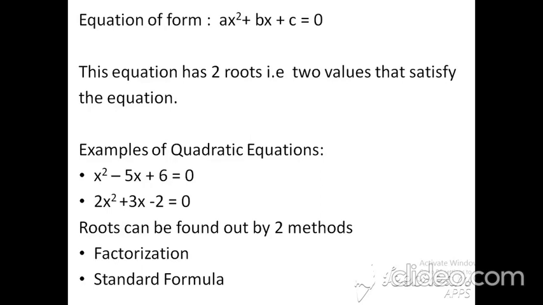Let us see some examples of quadratic equations. First one, x square minus 5x plus 6 is equal to 0, and 2x square plus 3x minus 2 is equal to 0. Both the equations are of the form ax square plus bx plus c is equal to 0. I hope now you are familiar with the standard form of equation.